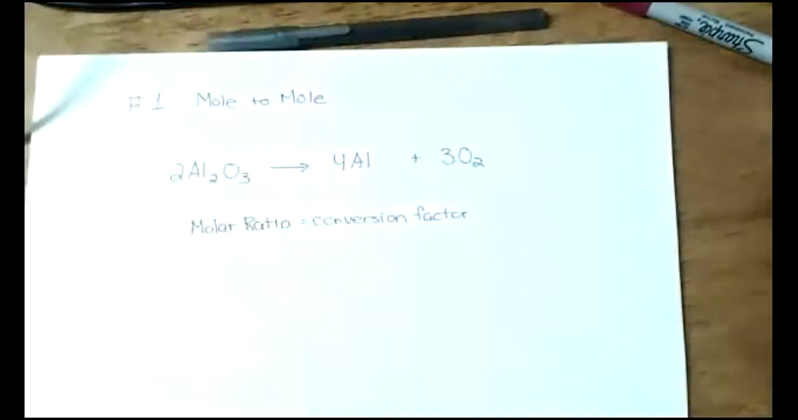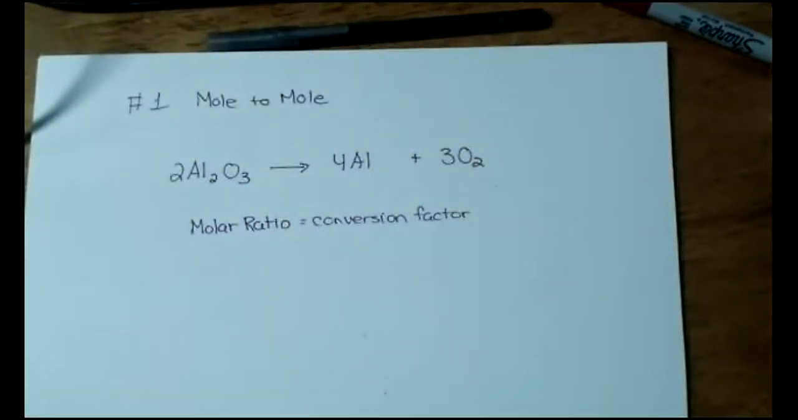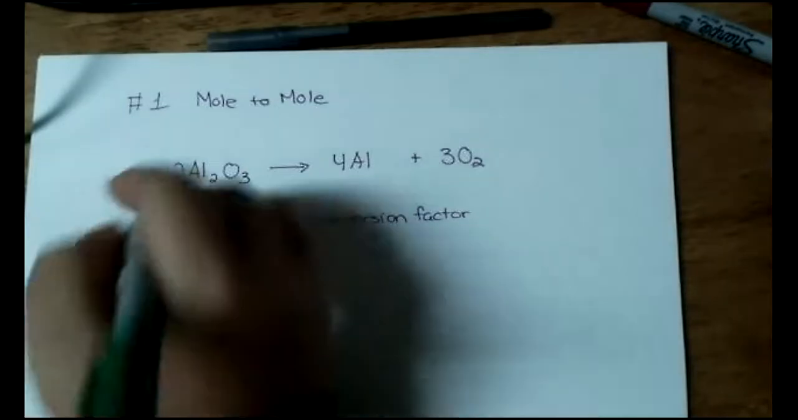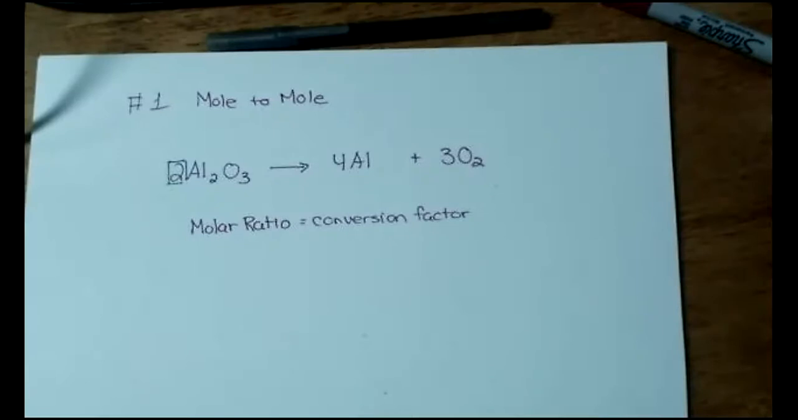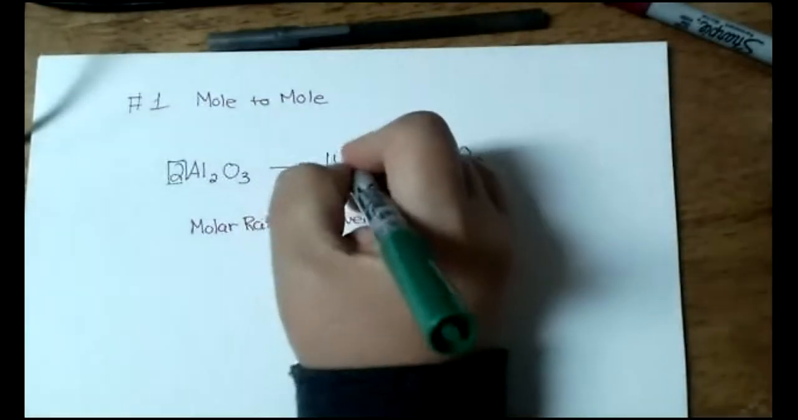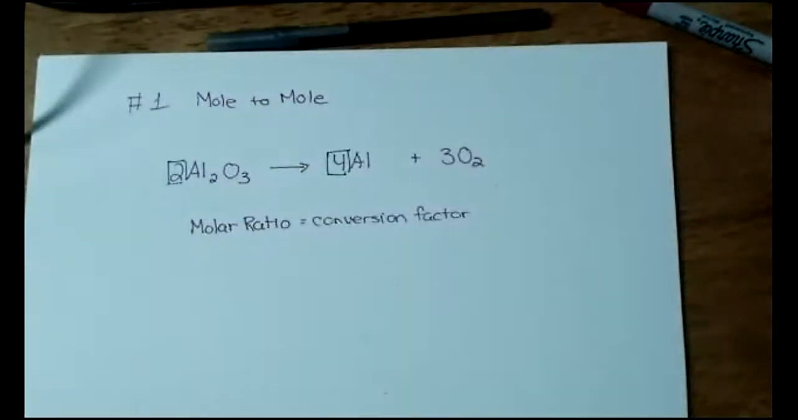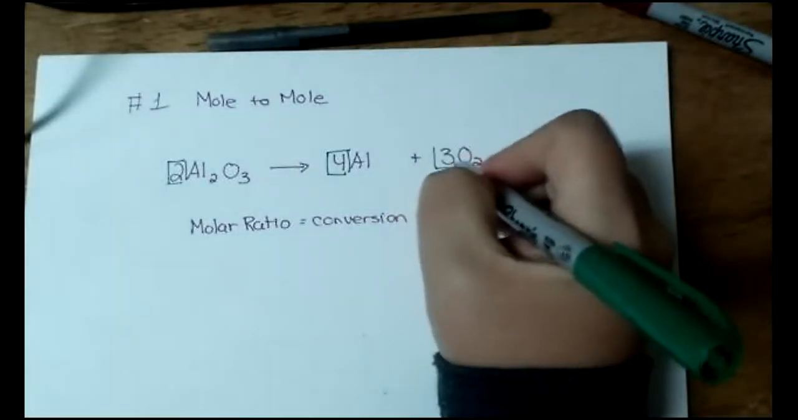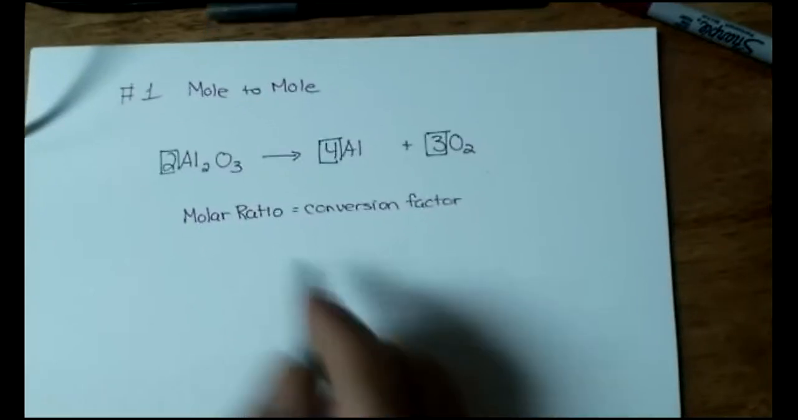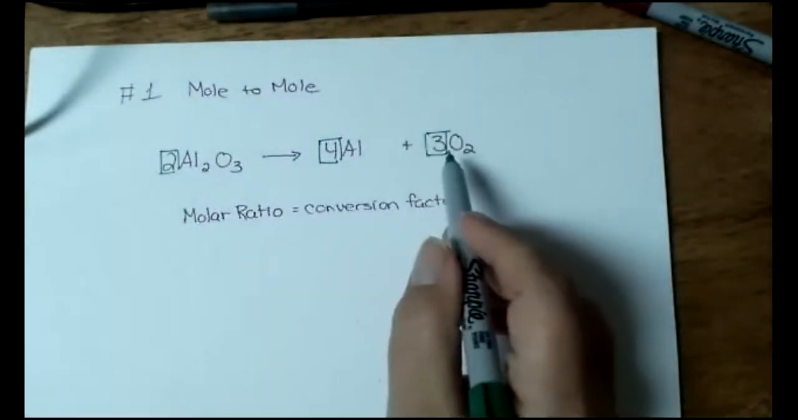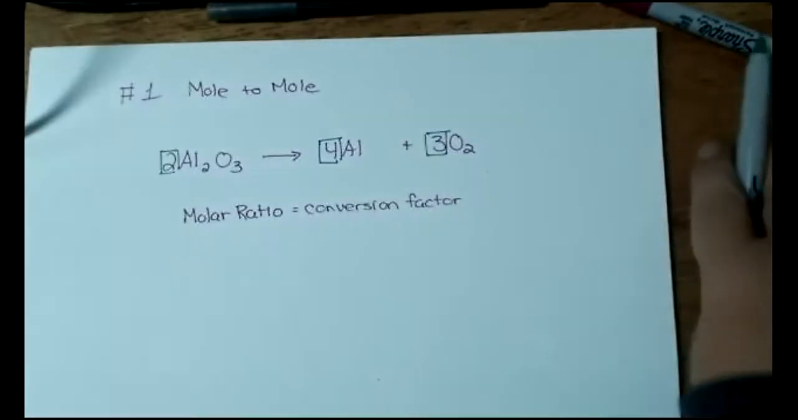Now, these coefficients that we learned how to put into reactions and balance last unit are telling us how many moles of each substance we have. So in this case, we have 2 moles of aluminum oxide. We have 4 moles of aluminum, and we have 3 moles of O2, oxygen. And we can use these numbers to create a mole ratio.